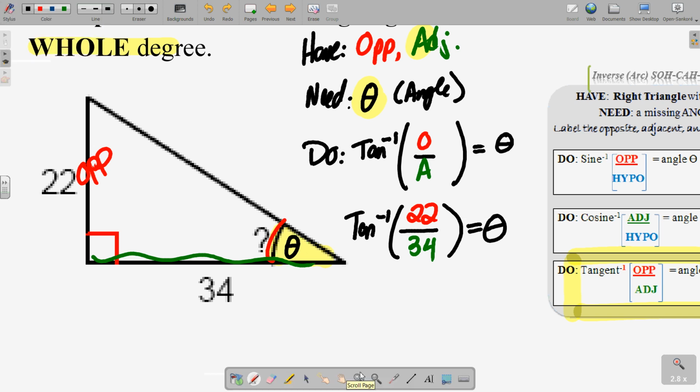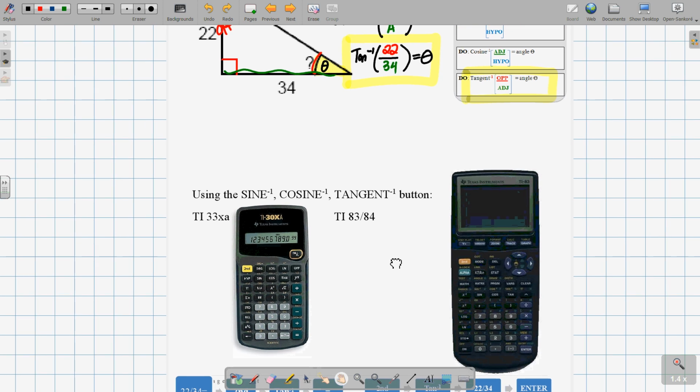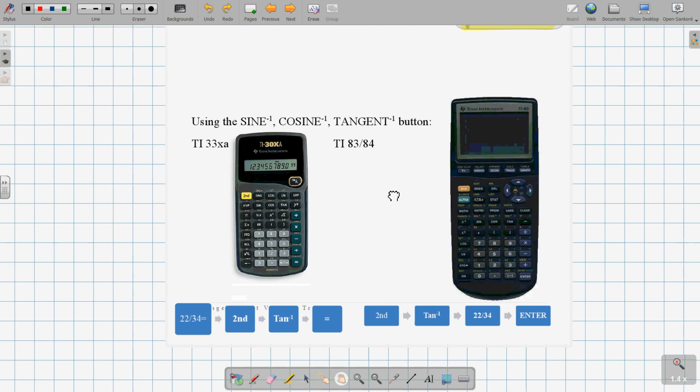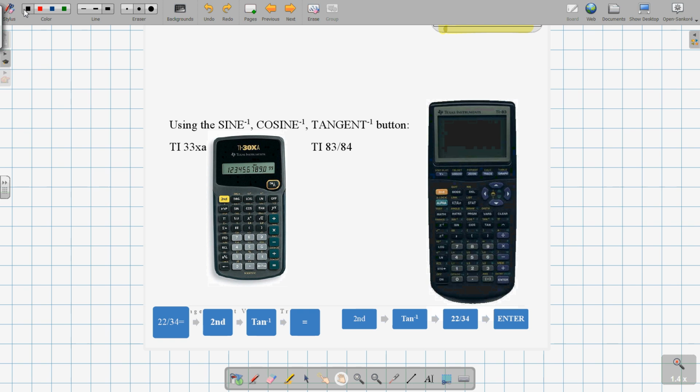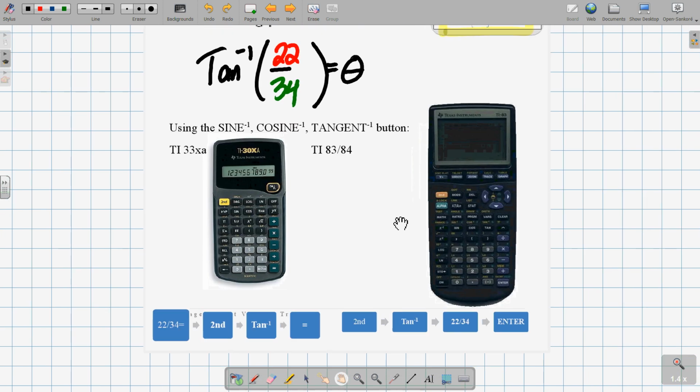Now I'll show you how to do this on your calculators. Once you have your plugins, which is this step right here, then you may go to your calculator. Let me bring that one down one step so it's easy to see here. That's inverse tangent, opposite, which is 22 over adjacent, which is 34, gives us our angle theta. How do you do this on your calculator?